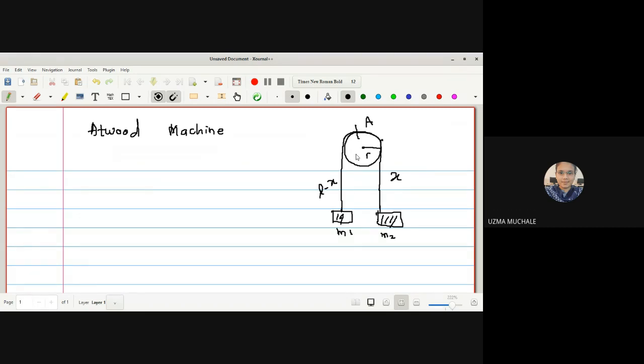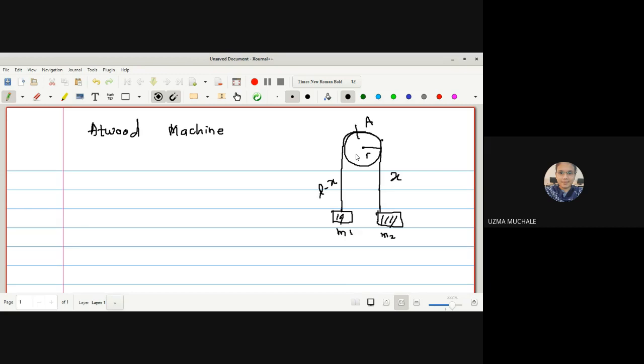Yes, everyone understood the construction of this Atwood machine? Yes, ma'am. What do we have to do? Connect two masses with the length L. We have to pass the string through a pulley and mark point A. The distance x from point A is where our mass M2 is, right? And if the whole length is L, then M1 will be at a distance L minus x.